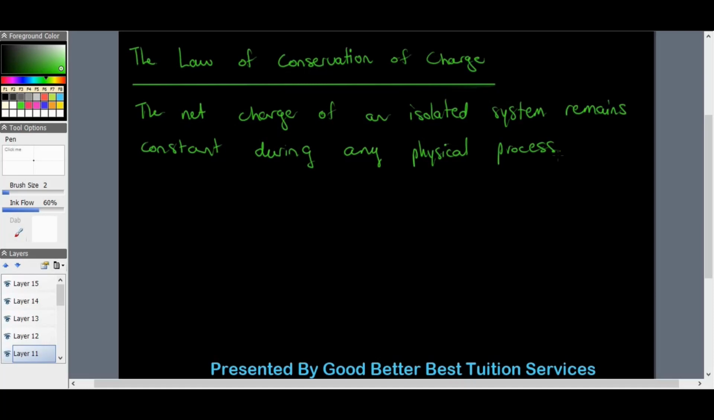The law also means that electric charge cannot be created or destroyed. Like energy, it cannot be created or destroyed, or that the net charge produced in any process is zero. So electric charge cannot be created or destroyed, and neither can the net charge produced during any physical process be anything other than zero. It just cannot happen. That's what the law also states.